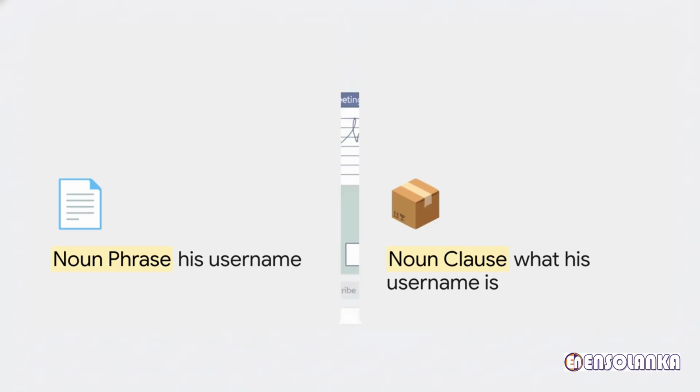And here's where you can really see the difference it makes. A simple noun phrase like his username or the error, it's fine. It tells you something. But a noun clause, like what his username is or what caused the error, now that carries so much more valuable information, doesn't it? It actually contains a problem to be solved. You're transforming a simple label into a call to action, an actual investigation.